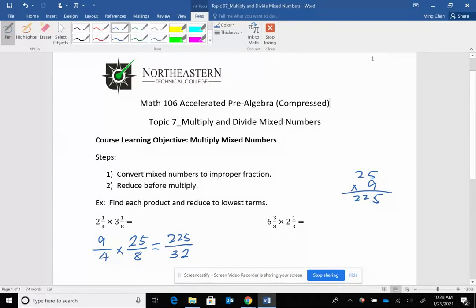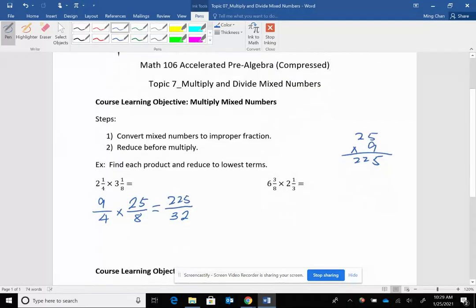Okay, so the problem says reduce to the lowest terms. Sometimes on the homework, I will ask you that if the answer is an improper fraction, then you will need to convert it into a mixed number. Sometimes you do, sometimes you don't, depending on what the instruction says. So this one I'm going to go ahead and convert, just to show you.